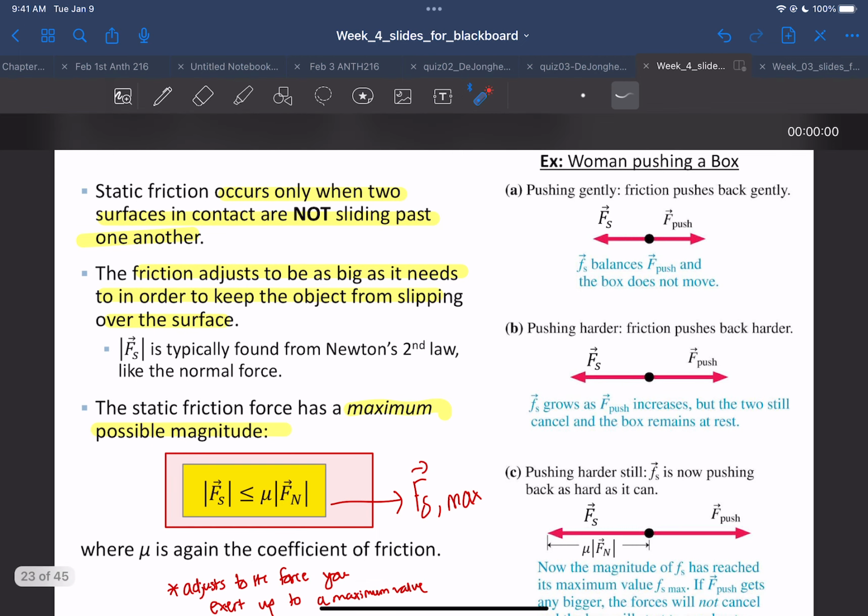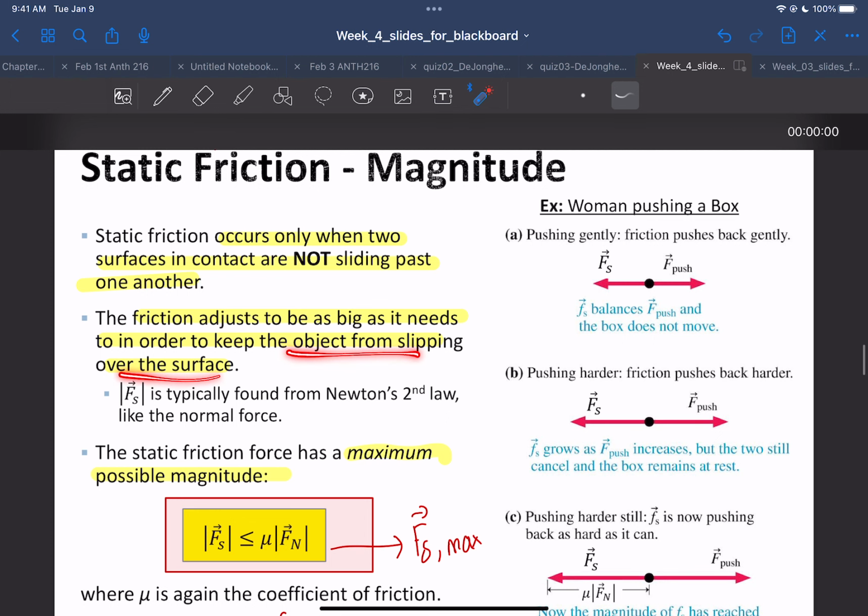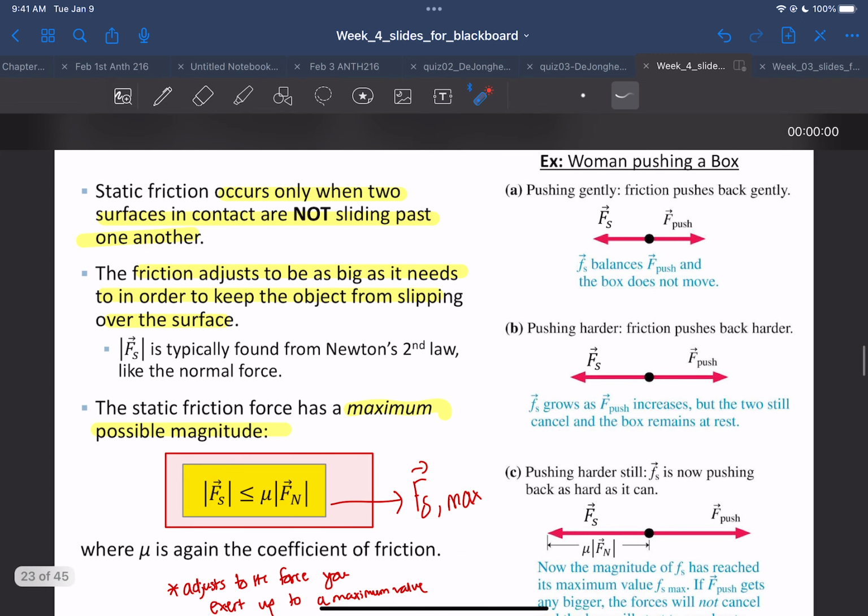And so the static friction force will keep trying to adjust itself as big as it needs to be to keep an object from slipping. But there comes a point where there's too much force now acting. It's inevitable that it's going to slide and slip, right? And that's the maximum magnitude of the friction force, the static friction force, right?